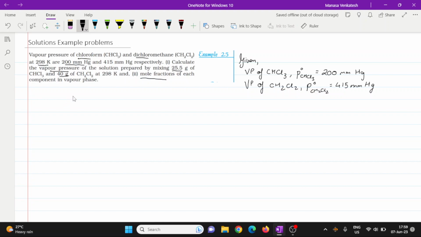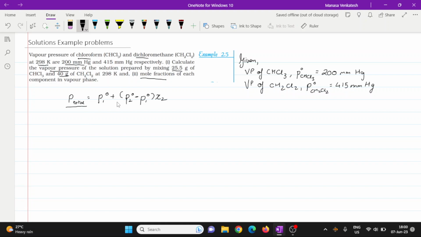Okay, so we need to calculate the vapor pressure of the solution. So basically from Raoult's law, we know P total equals P1 naught plus P2 naught minus P1 naught into x2. This is the equation of Raoult's law, and we basically want to find out the value of P total for this particular solution.